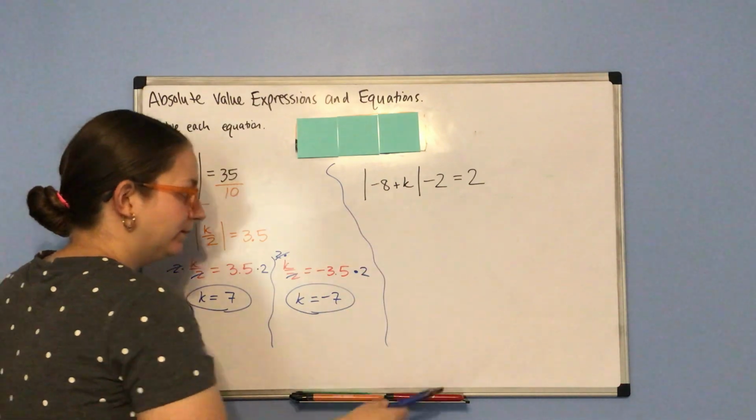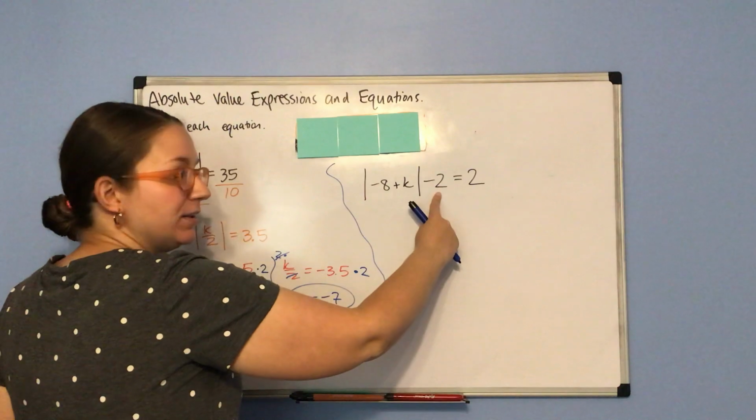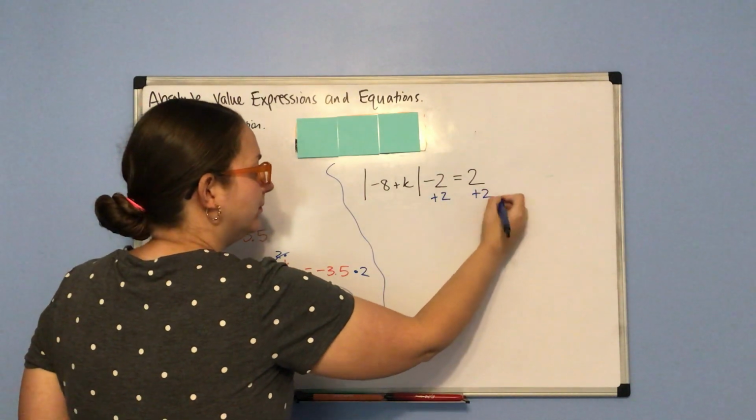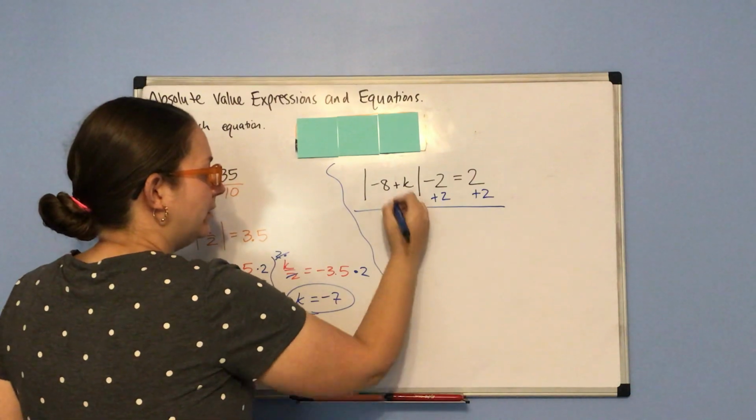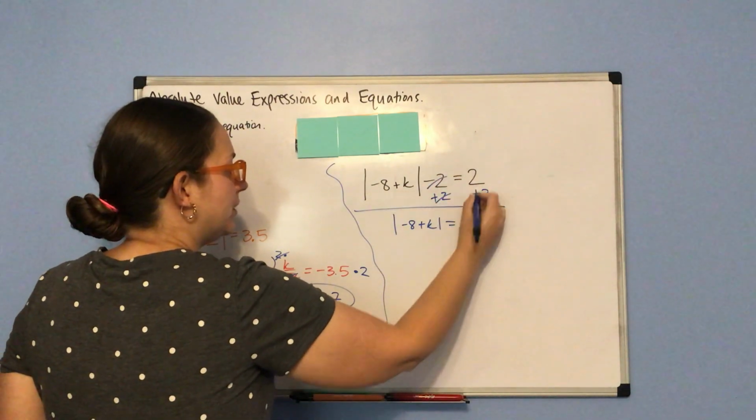Let's try another one. So getting rid of things outside of the bars, I have a minus 2 outside of the bars. To undo minus 2, I add 2. So I get my absolute value stuff equals 4.